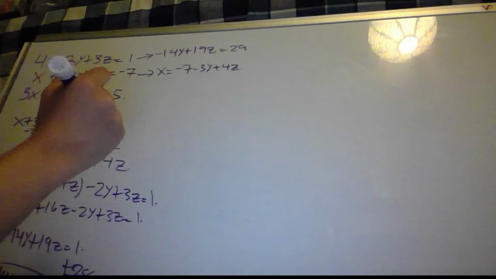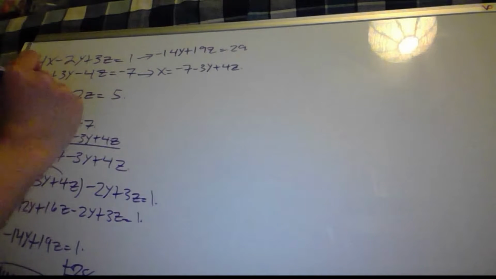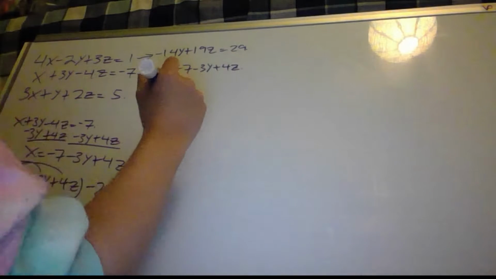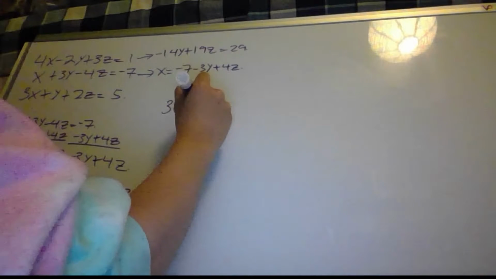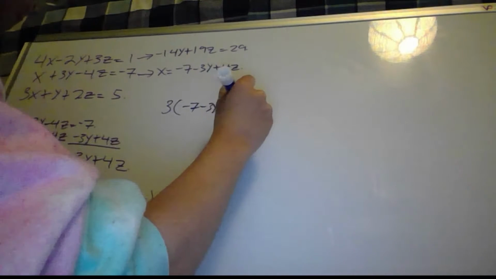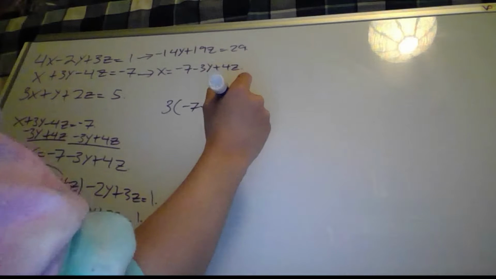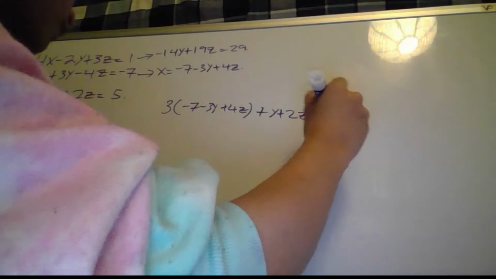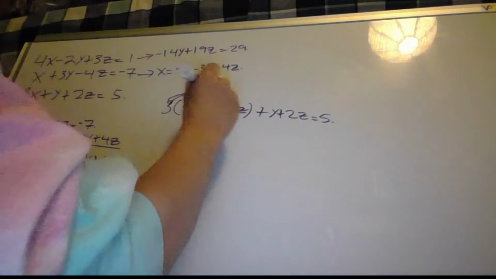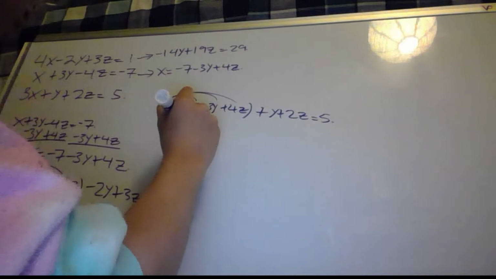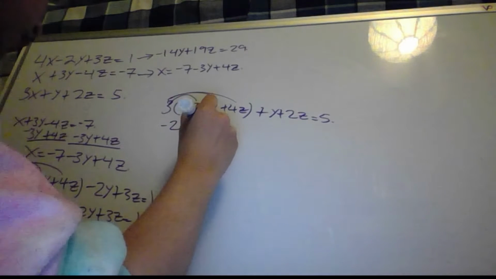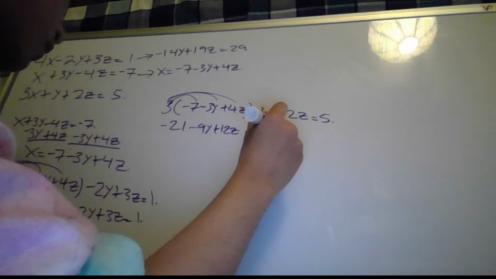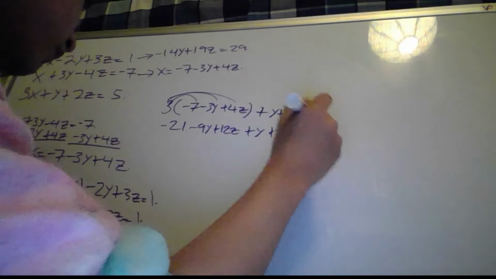And then for the third one, we're going to plug x in. So we have 3 times negative 7 minus 3y plus 4z, plus y plus 2z equals 5, right? Distributive property, you do negative 21 minus 9y plus 12z plus y plus 2z equals 5.